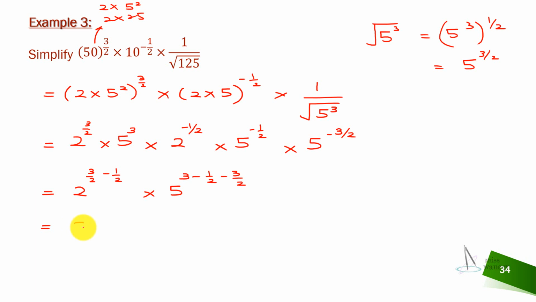Okay, so what do we have is 2 to the power of, so 3 over 2 minus 1 over 2, so it will become 2 over 2, or 2 to the power of 1 times with 5, and then 3 minus half minus 3 over 2, so this one will become -4 over 2, which is 2, so 5 to the power of 1. So 2 to the power of 1 times with 5 to the power of 1. For this one, the answer is simply equal to 10.